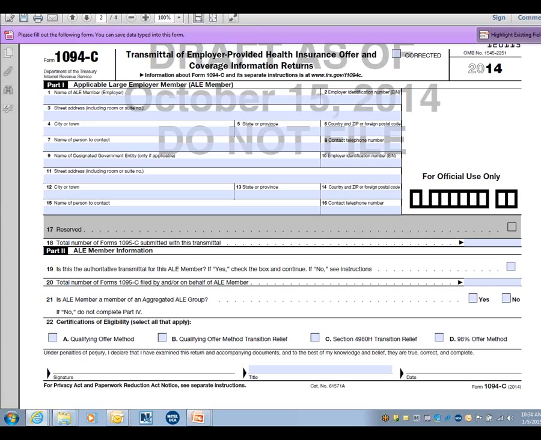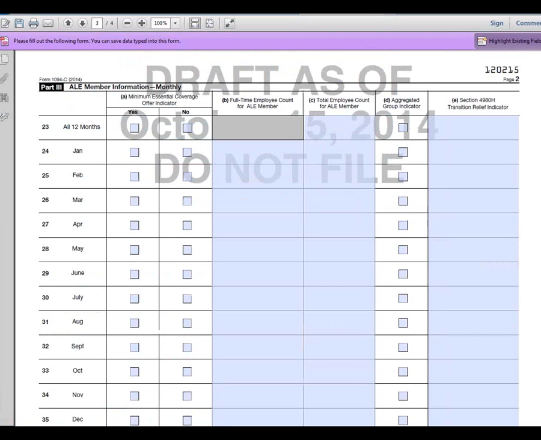This is something that we're going to be providing support on when it comes time to actually fill these out, as far as whether or not your district has transition relief. As I mentioned earlier, if you have a plan that did not renew or move its renewal date off of that October 1st date this past year, you would have transition relief. But we're going to be providing support on how to fill out this section of the form for our clients.